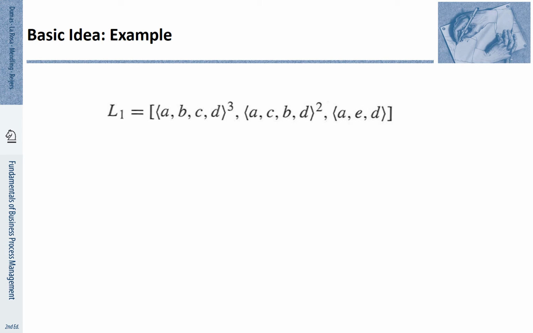Let's look again at the log file that we have used in the previous example. Here it is written with mathematical notation. There is the sequence A, B, C, D observed 3 times. The sequence A, C, B, D observed twice. And once we have observed A, E, and D in a sequence.